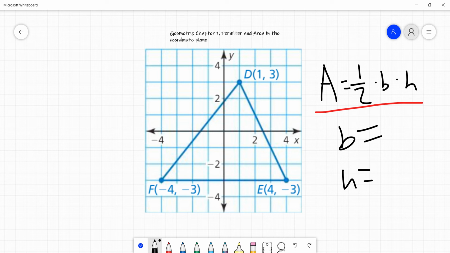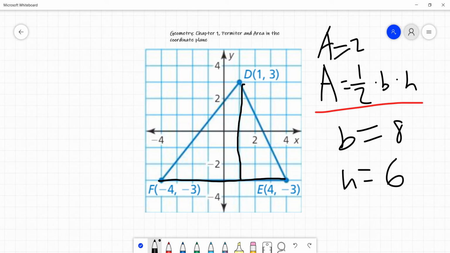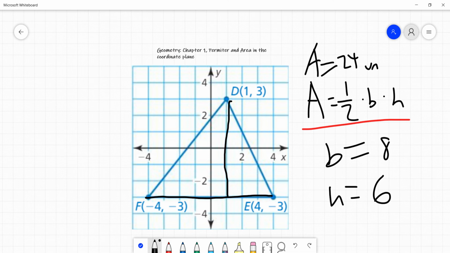So I know that my base is this. So how long is that? You can just count out the squares and the base would be 8. And my height is this, how tall my triangle is to the tallest point. So that would be, I believe, 6. So now all I have to do is plug it into what A is equal to, and that would give me the area is equal to 24 units squared. Always remember your units of measure. That's very, very, very important.